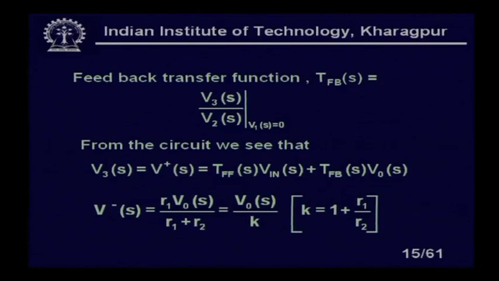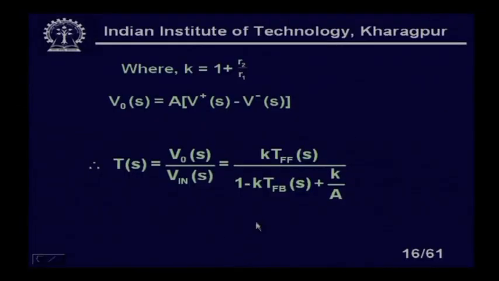Solving this, we can also write that V minus (S) equals R1 V0(S) upon R1 plus R2, that is V0(S) upon k, because small k equals 1 plus R2 by R1. Please note that small k and capital K are different. The small k is the amount of negative feedback you will give in the positive feedback circuit, which will be determined, whereas capital K is the gain constant of the circuit, right. These 2 are different. Now, where k equals 1 plus R2 by R1.